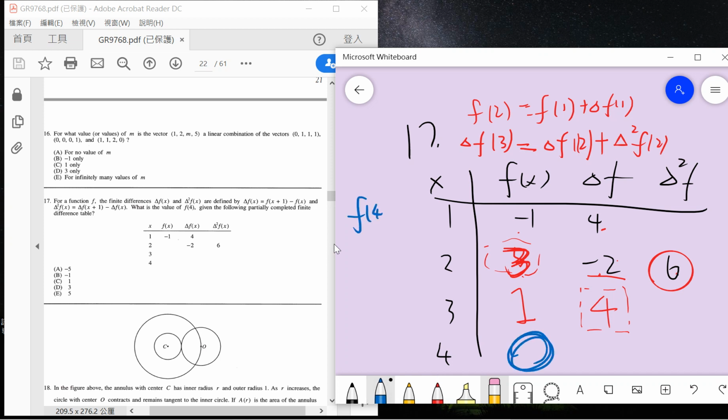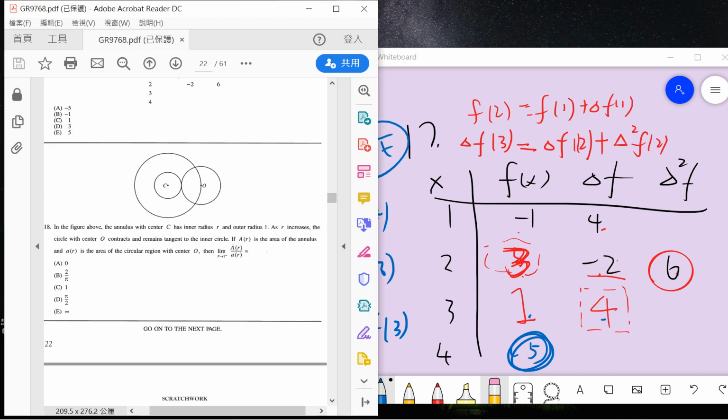So f of 4 is f of 3 plus delta f of 3. So it's 1 plus 4, this is 5. So the answer is E. The answer is E. It's basically trivial.